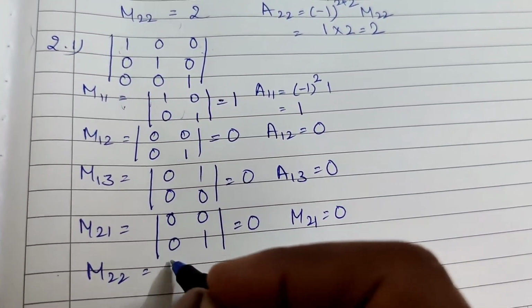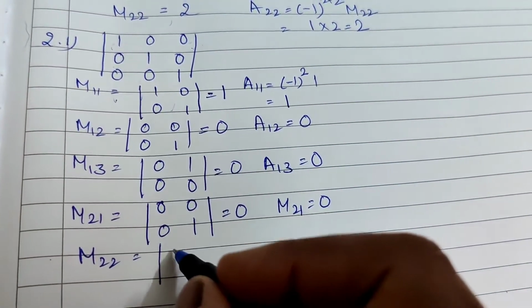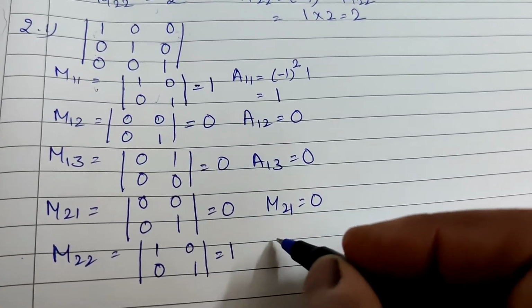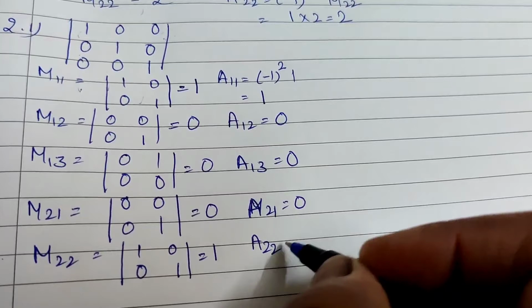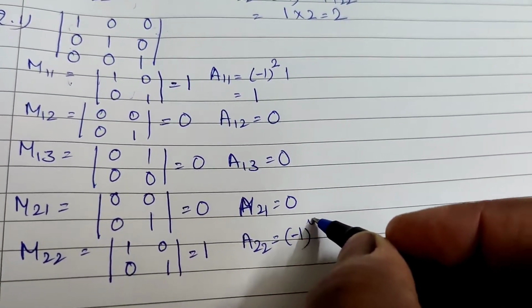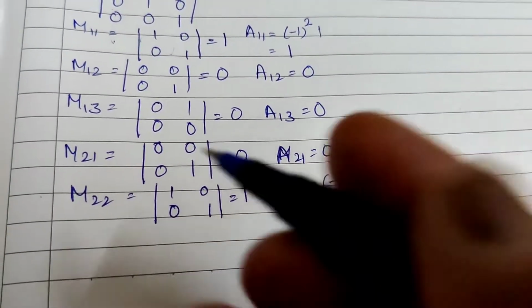M22 equals second row, second column. It means the determinant 1 0 0 1, which is 1. And the cofactor A22 means minus 1 raised to power 2 plus 2, that is 4, into 1. It is also 1.